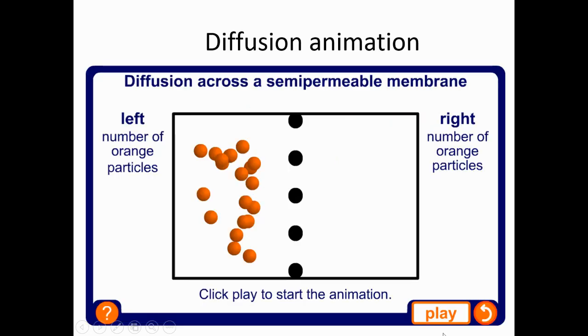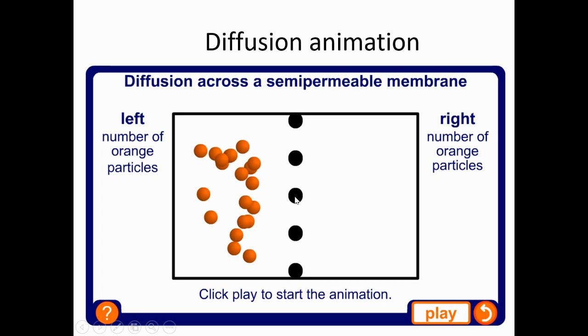Right. Unfortunately, this animation is not going to work, but luckily enough, I've got some stills from it. This will hopefully help explain how diffusion works. Okay, what we've got here in the middle, these dots here, this represents the partially permeable membrane or the semi-permeable membrane. This is like the cell wall of the root hair cell and is partially permeable. That means particles can move through it. On the left is where there is a high concentration of these orange particles, whatever they may be, and on the right there is none.